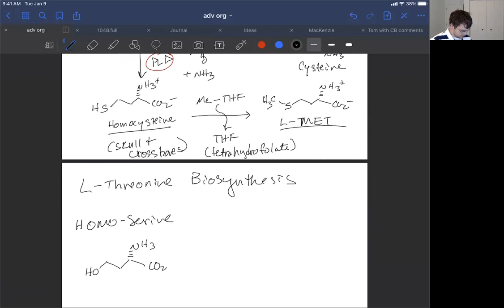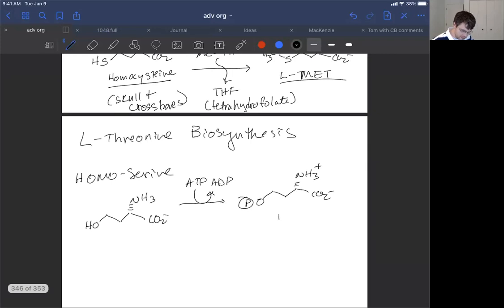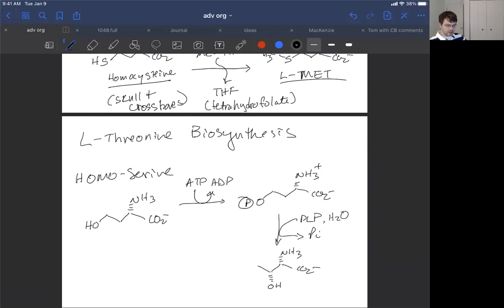Okay, this one's not too bad, actually. We are going to phosphorylate this using ATP. That's going to put a phosphate on the nucleophilic oxygen atom at the end of our chain. All right. And then we're going to do a PLP-dependent step, with addition of water, loss of Pi, and we're actually going to set the beta stereocenter to make L-threonine.